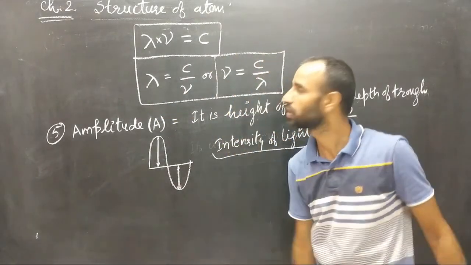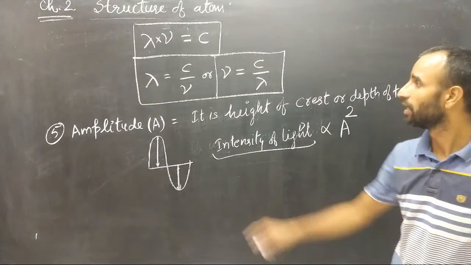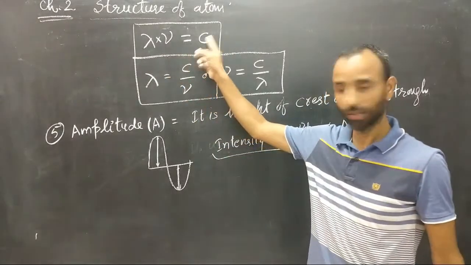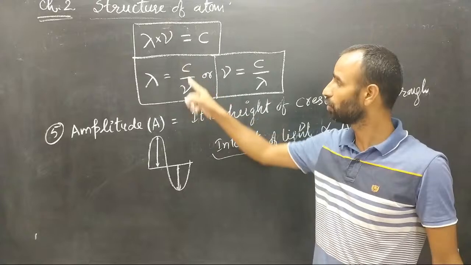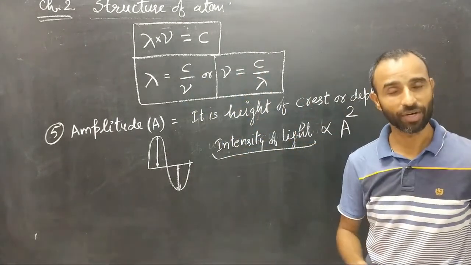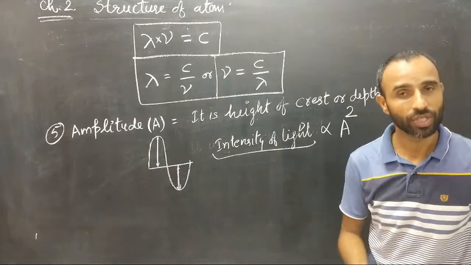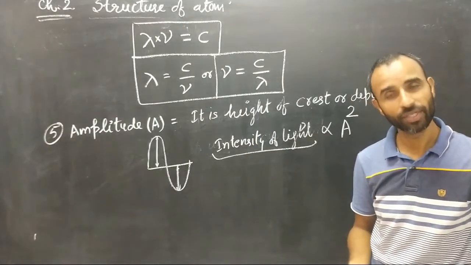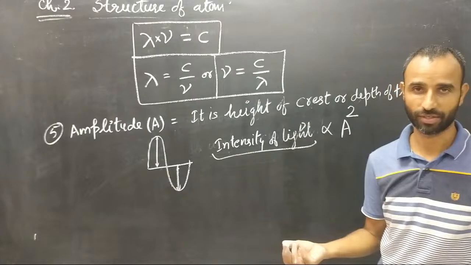These are the three relations. Lambda into nu equal to c, lambda equal to c over nu, or nu equal to c over lambda. And c you know, 3 into 10 raised to 8 meter per second. Got it?